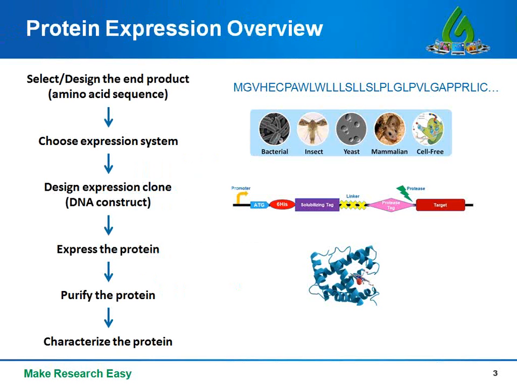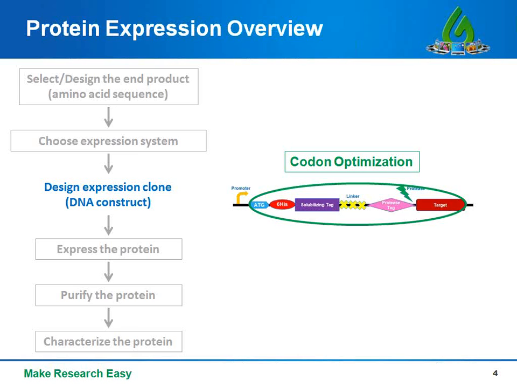So to place codon optimization in context, here's an overview of a typical workflow for trying to express a protein. First, you need to select or design the amino acid sequence that you want to express, and then choose an expression host. Then design a DNA construct that will serve as your expression clone, then transfect it into your cells, express and purify your protein, and finally characterize it. Each of these steps is important in determining final protein yield. And at the end of this presentation, we'll return to this workflow so I can point you to some other resources for optimizing each of these steps. For today, we're going to focus on optimizing the codons within your expression clone.